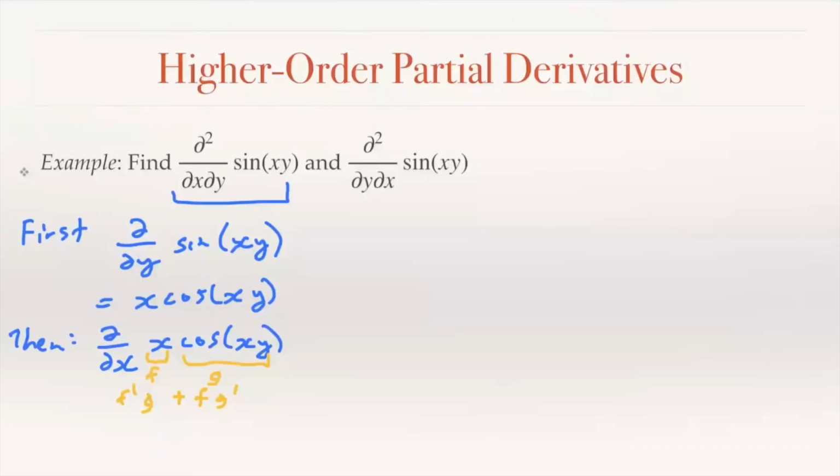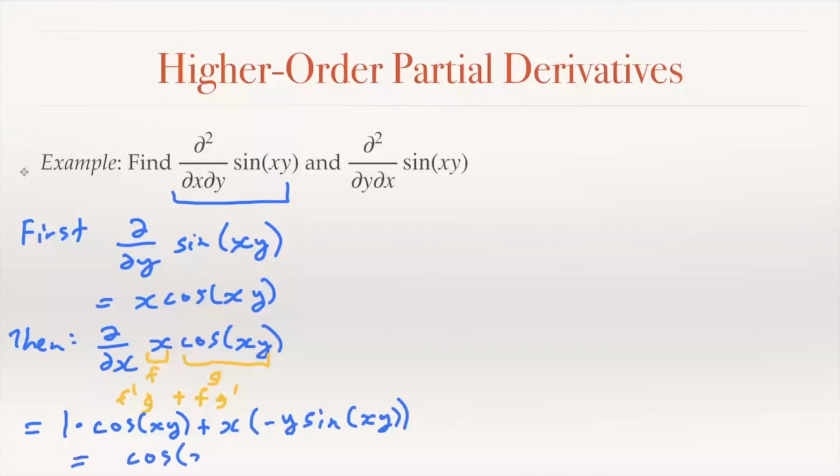And for this, we need to recall the chain rule. So recall that the derivative of f times g is f prime g plus f g prime, except now it's with respect to x for both of these. Derivative of x with respect to x is 1 times g plus f, that's x, times the derivative of g, but this derivative is with respect to x. So we pull out that y by the chain rule and make that a negative sign. So we have negative y sine of xy. So that's cosine of xy minus xy sine of xy.